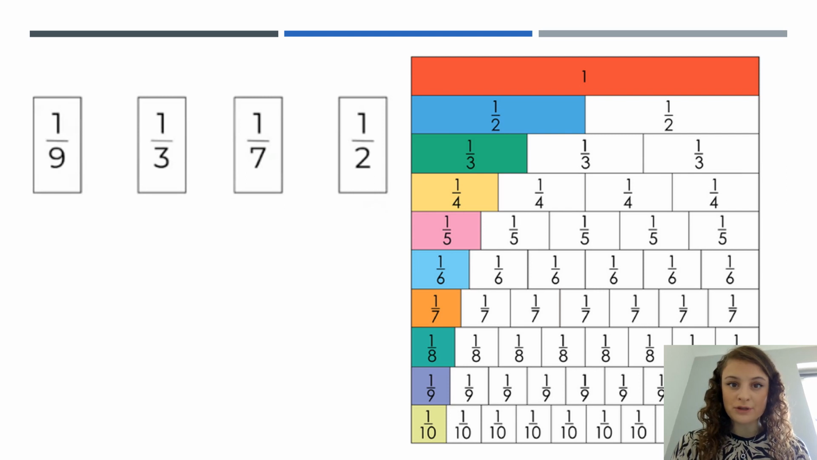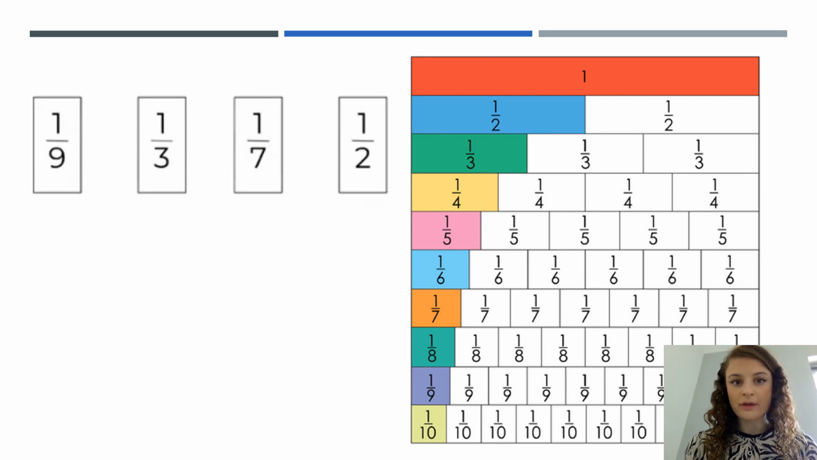For this next part of your learning, we're going to be ordering these fractions. So we have got 1/9, which is here, and it's down here on our fraction wall. We've got 1/3, which is up here, 1/7, and 1/2. I want to put them in order from smallest to biggest. I know that the bigger the denominator, the smaller the fraction. So I'm going to look at all my denominators.